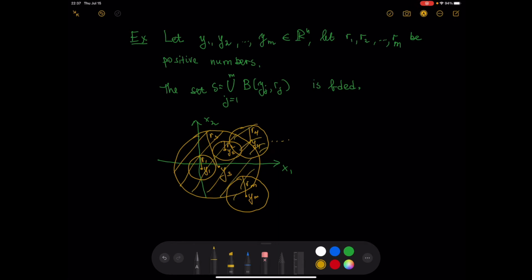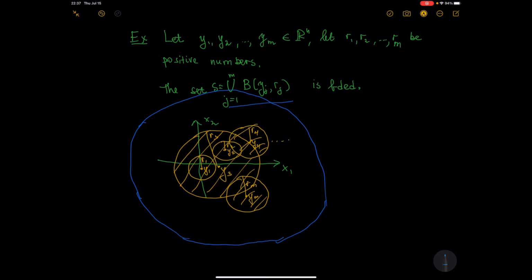Yes, and there are some balls that we didn't draw, so the set S is going to contain all of them. And of course, because there are finitely many balls, even if there were 100 balls or 1 million, it is clear that you can figure out some big radius and some center and draw a huge ball in such a way that it contains all of the balls that form the union that is your set, right? So this set that is the union of all of the balls is clearly bounded.